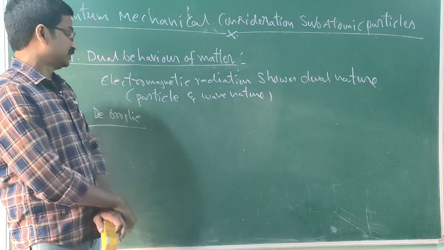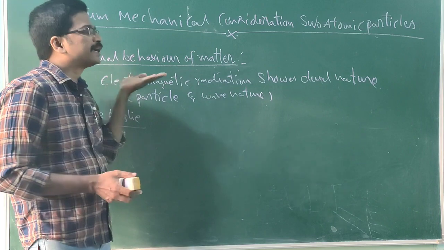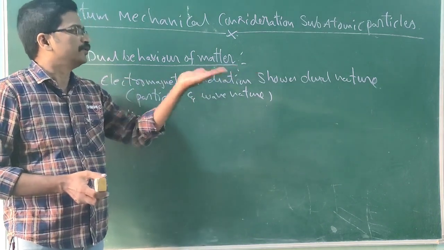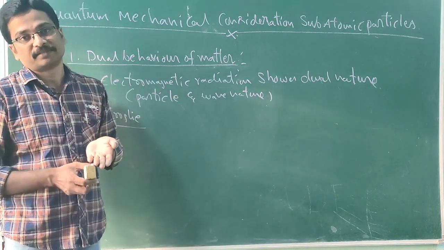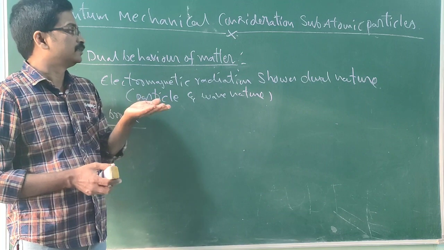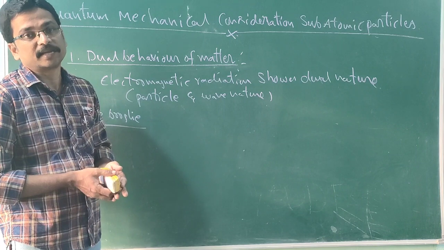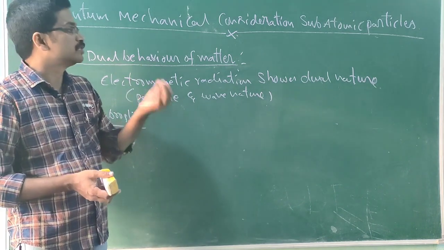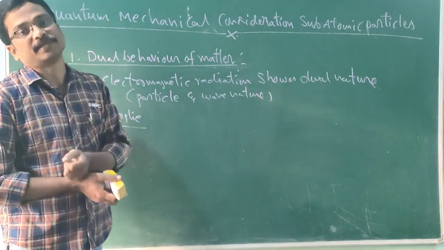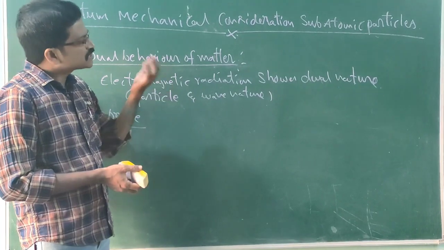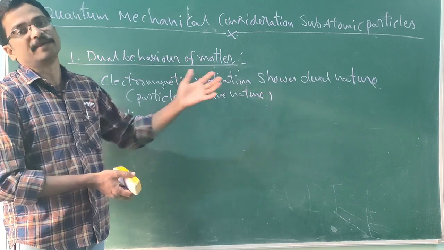De Broglie is the scientist who introduced the concept. Not only electromagnetic radiation has dual nature, but particles also show the dual behavior. Any particle shows the dual behavior. Like the electron, which has mass, it shows the dual behavior. Not only light, the electron shows the dual behavior, and some smaller mass containing particles also show the dual behavior.